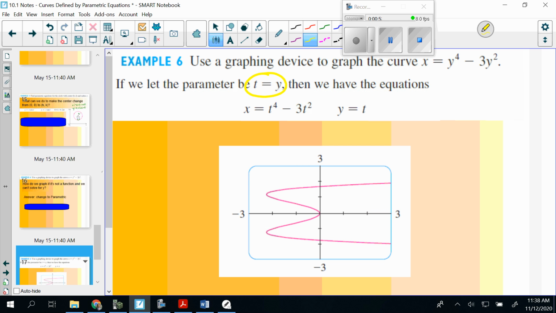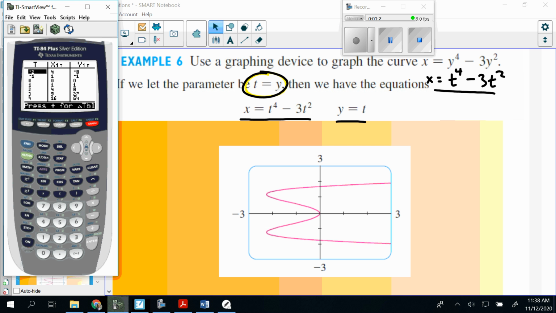So on here, if we were to let y be equal to t, then we create two parametric equations. In that, the one parametric equation would just be y equals t. That's what we said we were going to set it equal to. Then by substituting in here t for both y's, we come up with that other parametric equation for x. And then it is possible to graph out.